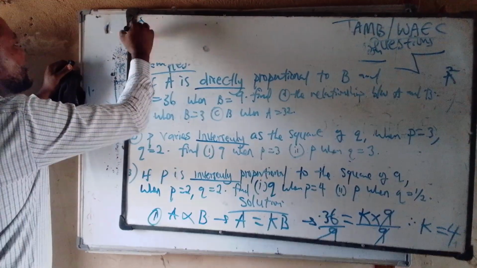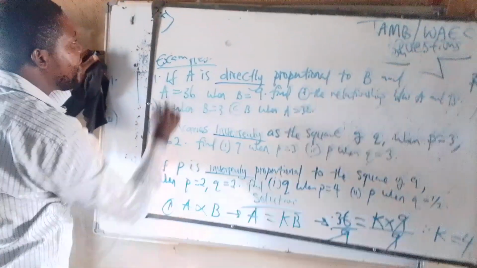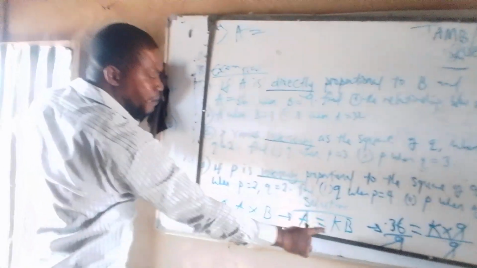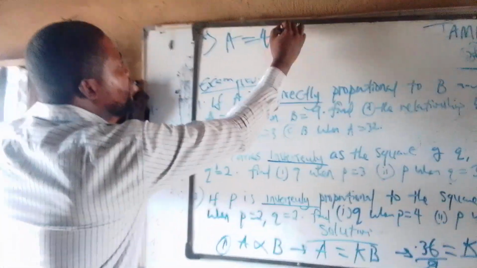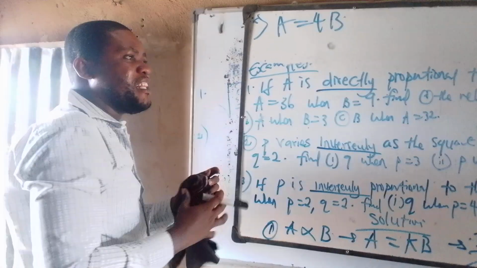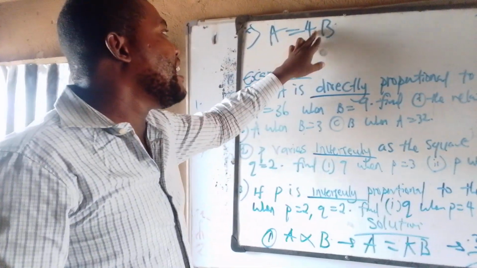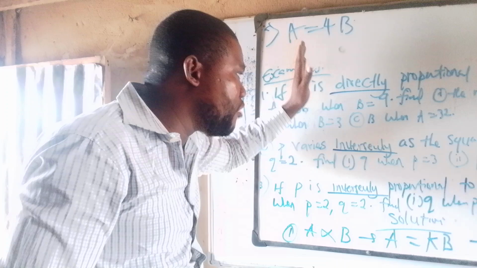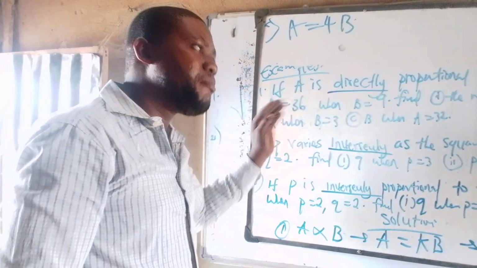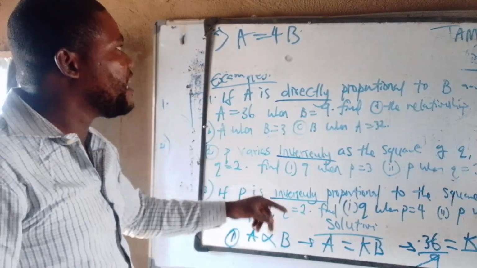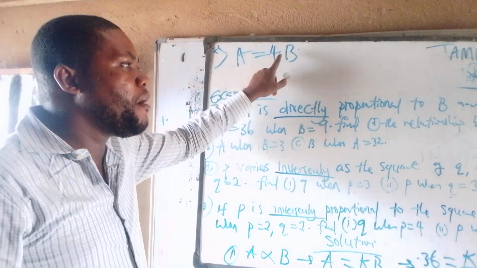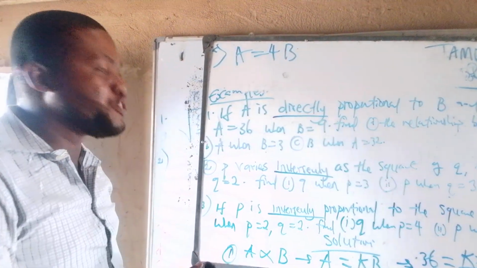Now my A answer is equal to, look at what I will do. My A is equal to, what's my K? My K is now 4, so 4B. Look at the equation linking A and B. If this is wrong, whatever I solve further must be wrong. But if this is correct, whatever I solve further must be correct. For my work here, A is equal to 4B. This is my relationship.